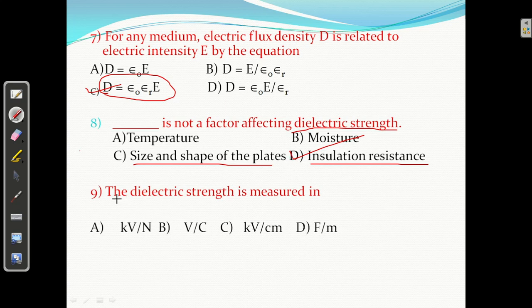Right? Dielectric strength is measured in kV per centimeter, right? That is the answer. kV per centimeter, kV per millimeter, right? So kV per centimeter, that is the dielectric strength is measured in this, right?